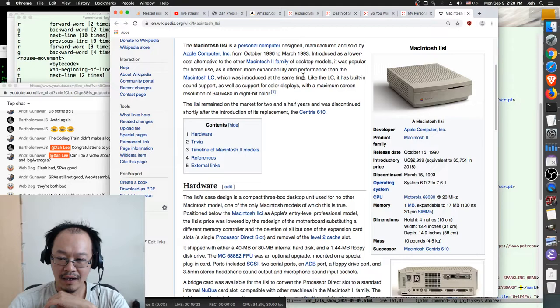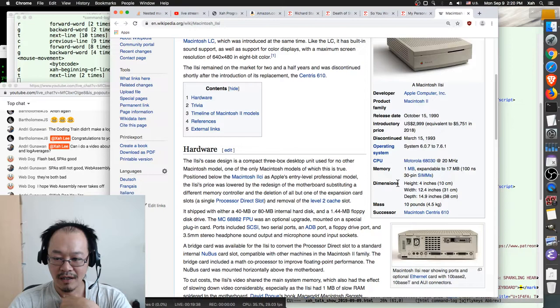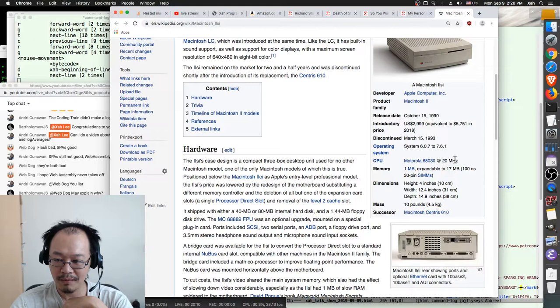So this is the Mac IIsi. This came out in 1990. I bought my first computer with my own money in 1992, I think. So that's what I have, the Mac IIsi. It's running Mac OS Classic, System 6.0. Memory is 1 megabyte. That was a lot back then. The CPU is a Motorola 68030 at 20 megahertz. Imagine that. Today you have 2 gigahertz, 3 gigahertz. So the CPU is 20 megahertz, 1 megabyte RAM, and the hard disk, I think it's 40 megabytes.